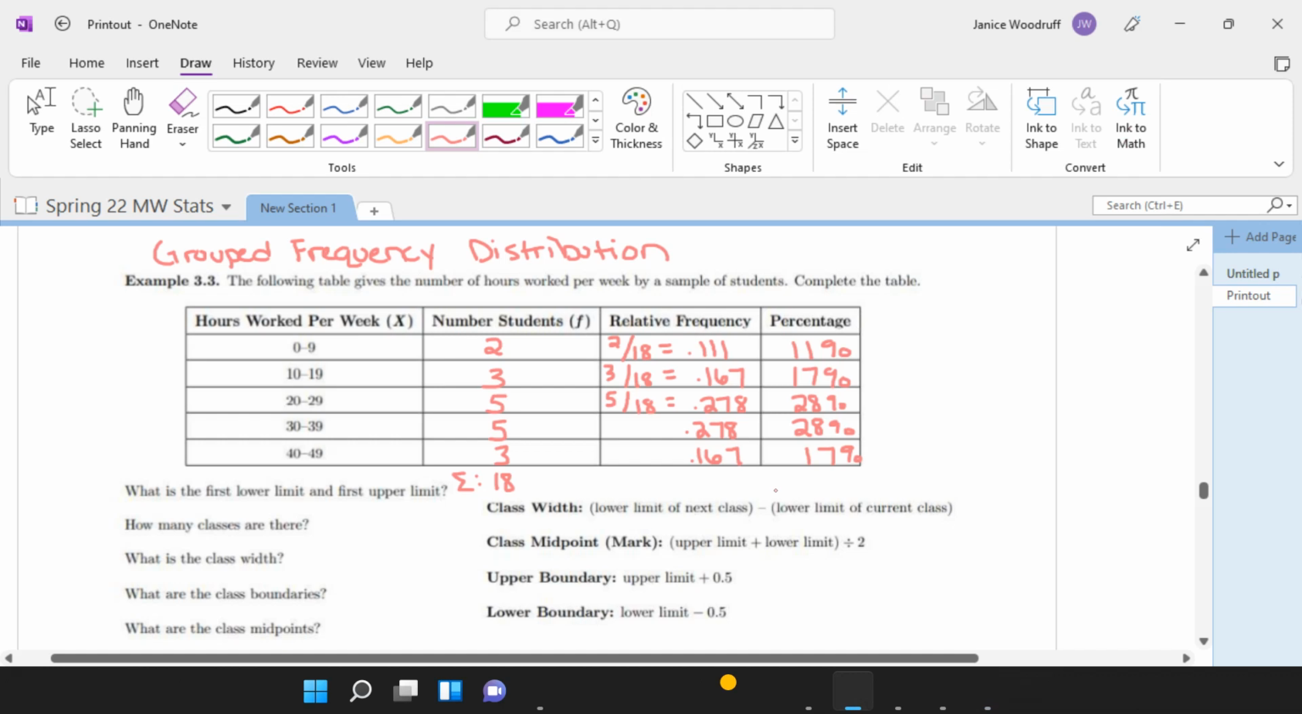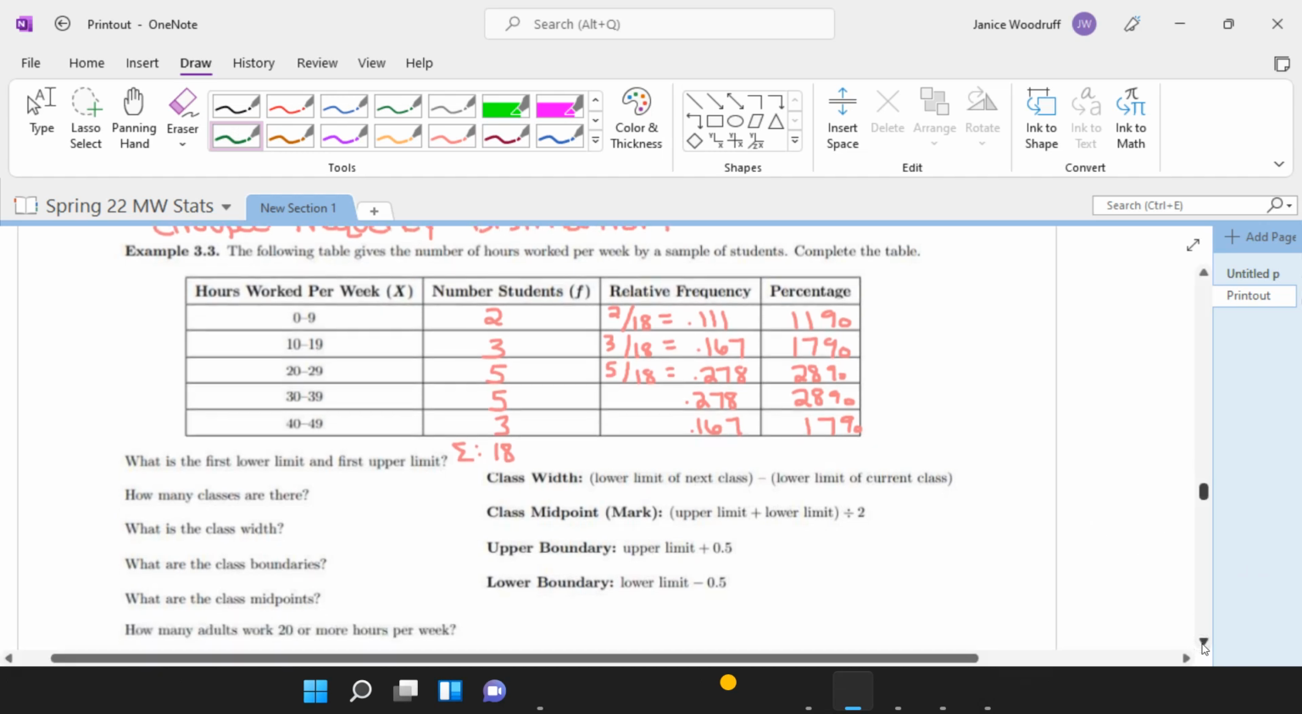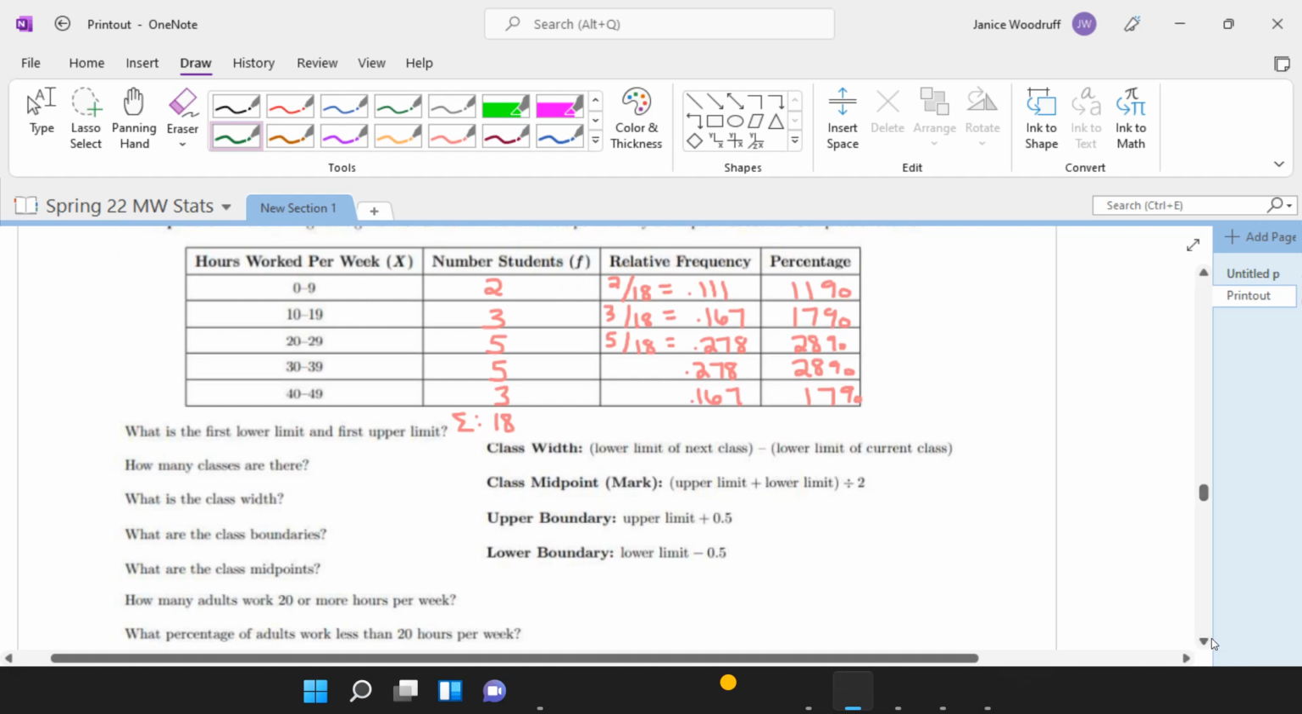I could make a bar chart. So there's lots of things that you can do with the data and the displays. Here we're going to answer some questions about it. So we have here, what are the first lower limit and the first upper limit? So the lower limit and the upper limit are going to be these thresholds on the grouping. Okay, so the lower limit would be 0 here. And then the upper limit would be the 9 here. So for this first question, 0 for the lower limit, 9 for the upper limit.